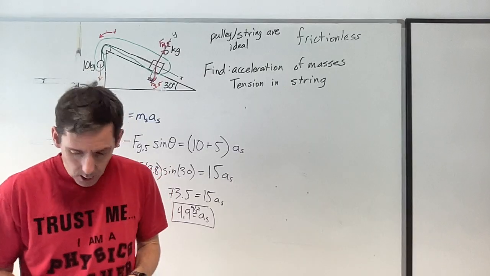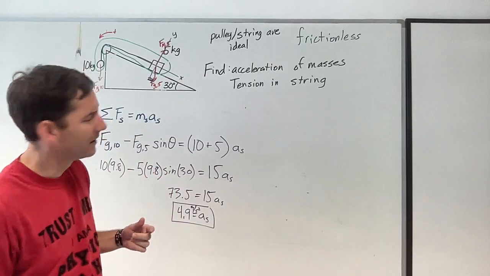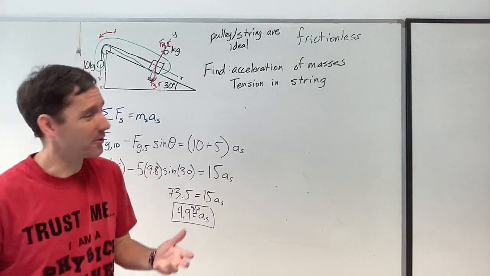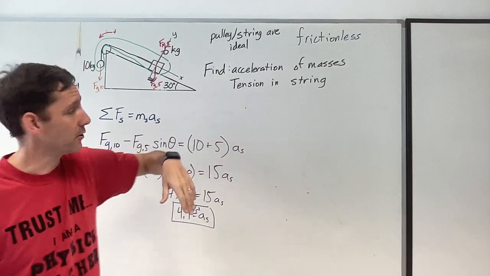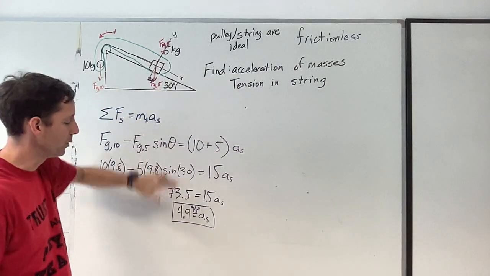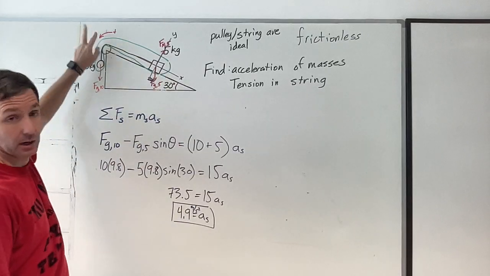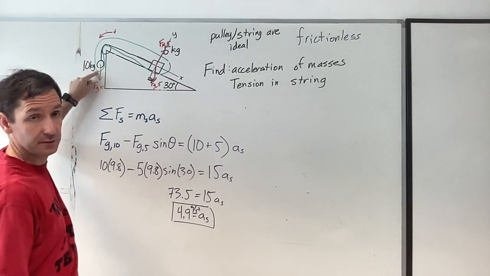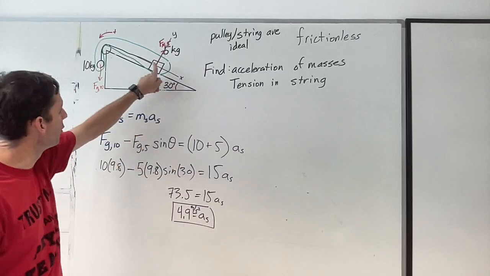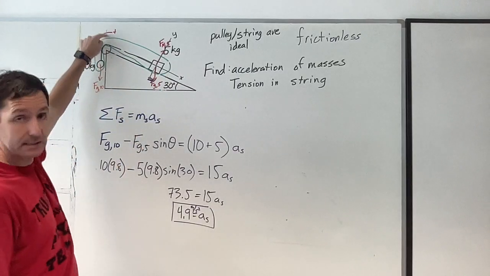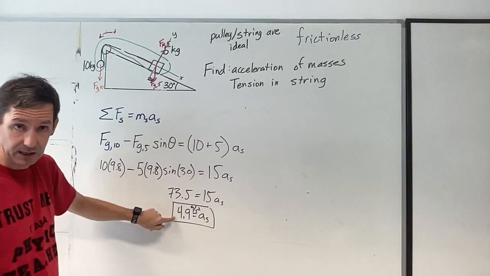All right? Okay, now, we're not quite done, right? The question was to find the acceleration and to find the tension in the string. So the acceleration of this block would be 4.9 meters per second squared up the ramp. The acceleration of this one would be 4.9 meters per second squared downwards. Notice that both of those are what we would consider positive. I got a positive answer.